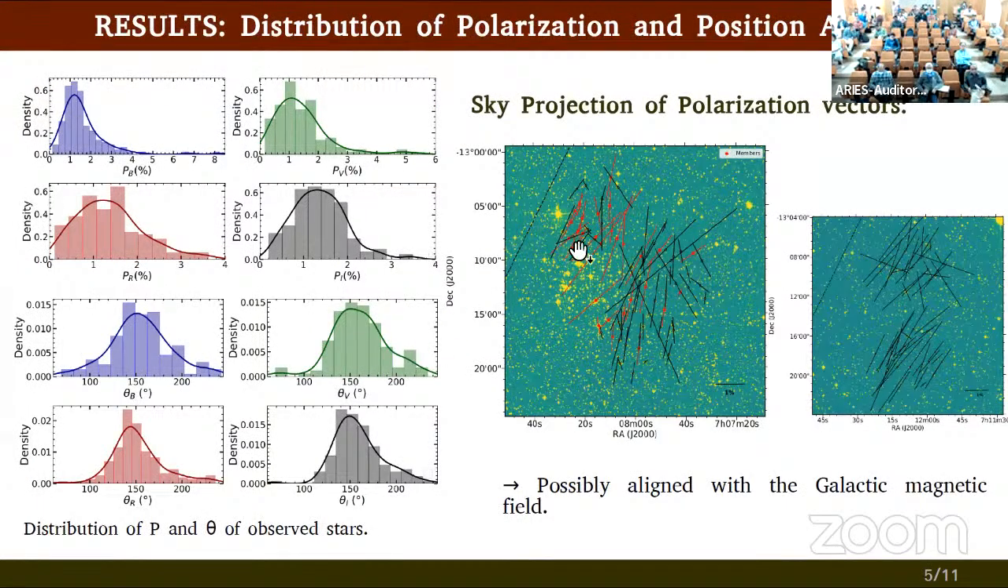Here is the distribution of polarization and position angle. We have observed around 197 stars in the region of cluster NGC 2345. This is the main region, and this is the field region, which was around 1 degree away from the center of the cluster. The density distribution along with the normalized histogram for P and theta in all the four bands are shown here. And this is the sky projection of polarization vectors. Here the length shows the degree of polarization, and the tilt shows the position angle, which was measured from north increasing towards east. This dotted line shows the projection of the orientation of the galactic magnetic field in this region. We have seen that the majority of polarization vectors were parallel to the galactic magnetic field. This shows that the alignment in the region is magnetic alignment.